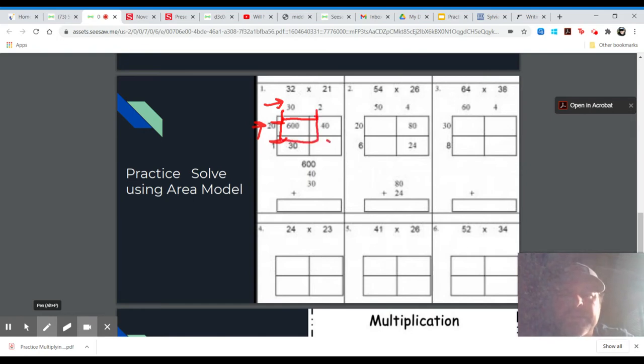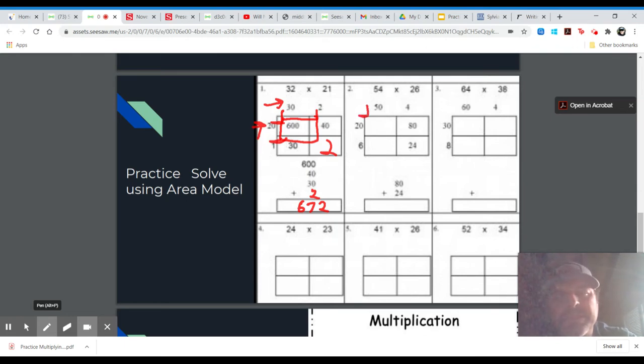So 1 times 2 is 2. And then we add the 2 here. You stack and add, so that's going to be 2. And then 4 plus 3 is 7. And then 6, so 672. And the next one, we got 50 times 20 right here.